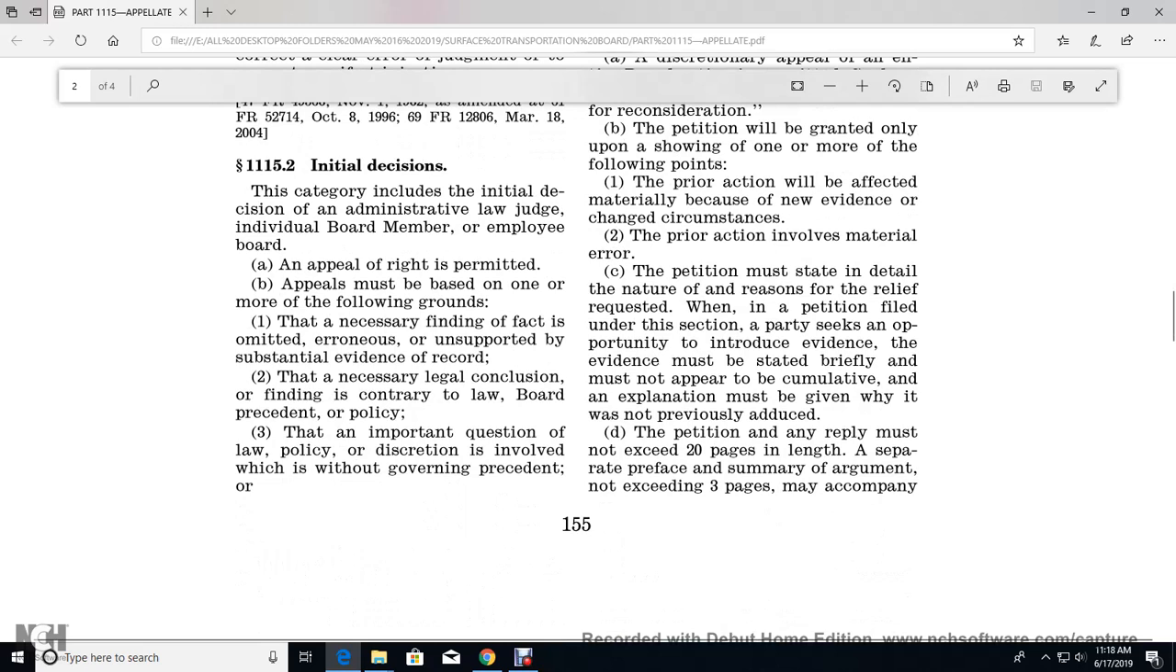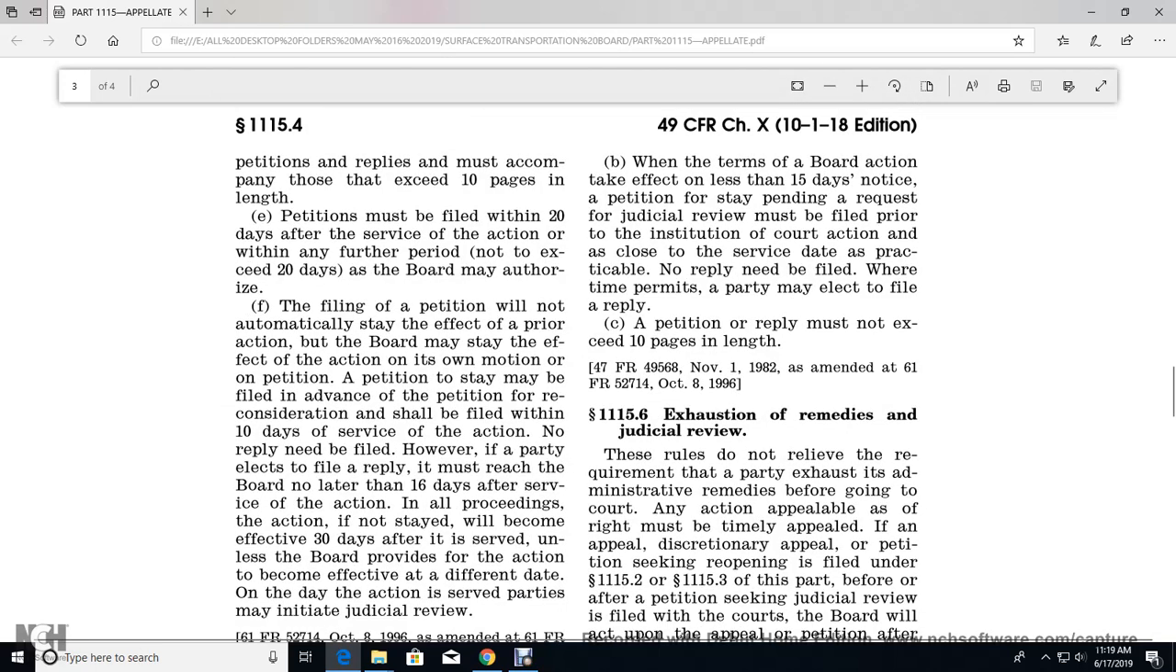The petition must state in detail the nature of the reason and the relief requested. If the party seeks the opportunity to introduce evidence, the evidence must be stated briefly and must not appear to be cumulative, and an explanation must be given why it was not previously adduced. A petition or reply will not exceed 20 pages in length. A separate preface summarizing the argument, not exceeding 3 pages, may accompany the petition. Replies must be accompanied by one when they exceed 10 pages in length.